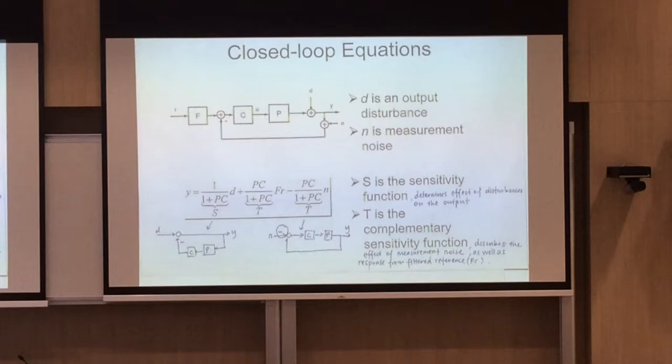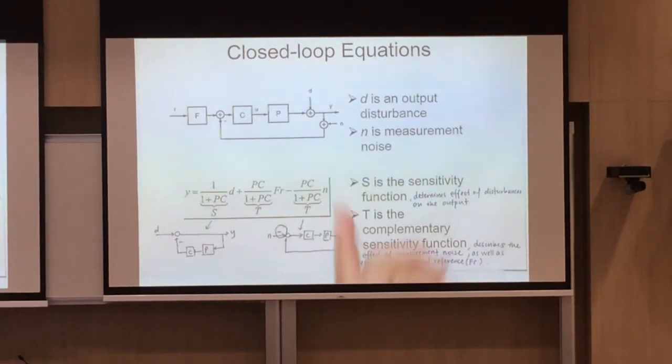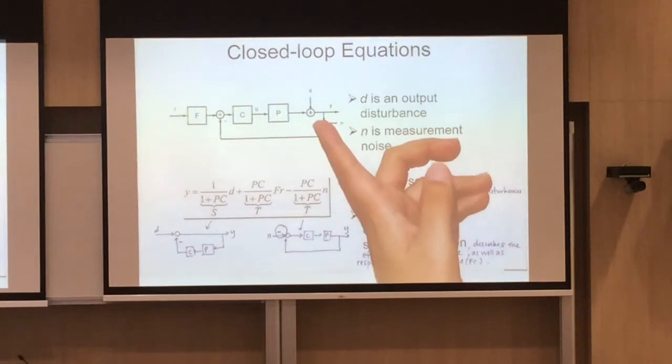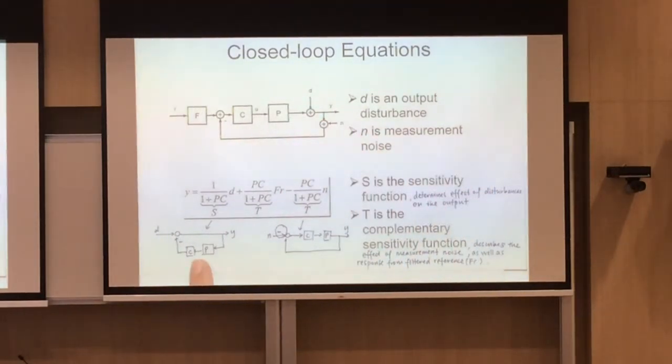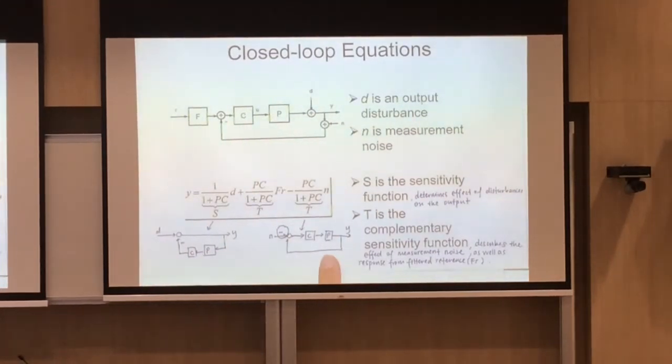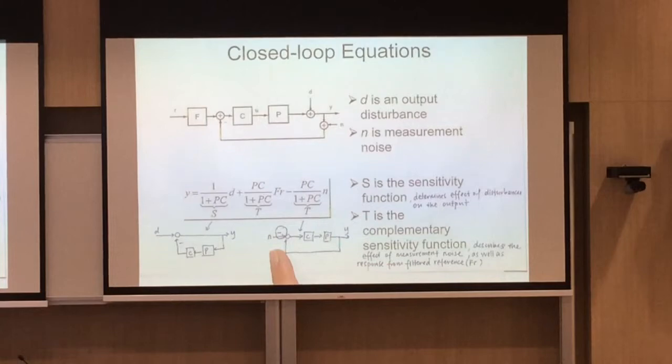Alright, if you really cannot memorize, all you need to do is redraw the block diagram to this, where your output is Y and input is D. And this, where output is Y and input is N. And you write down the transfer function all over again.